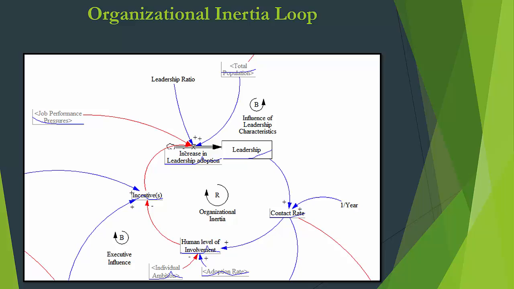And also feeding into this is the human level of involvement. So trying to get more people involved. And the more people that get involved, the more people that they will get involved. And that's kind of overcoming the organizational inertia here. And feeding into that is the individual ambition. And then, of course, as more people adopt, you'll get other people to take a look at the technology, and hopefully they'll adopt as well.